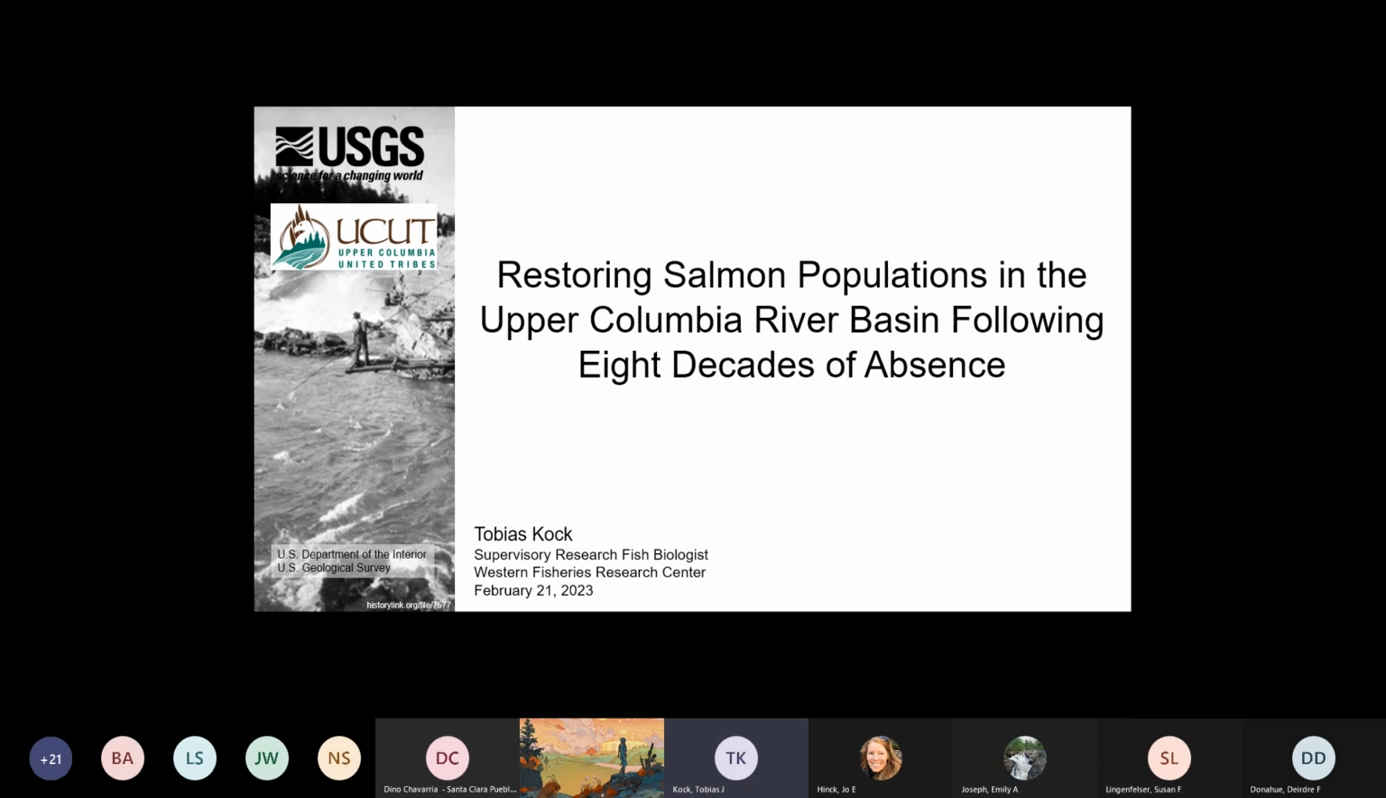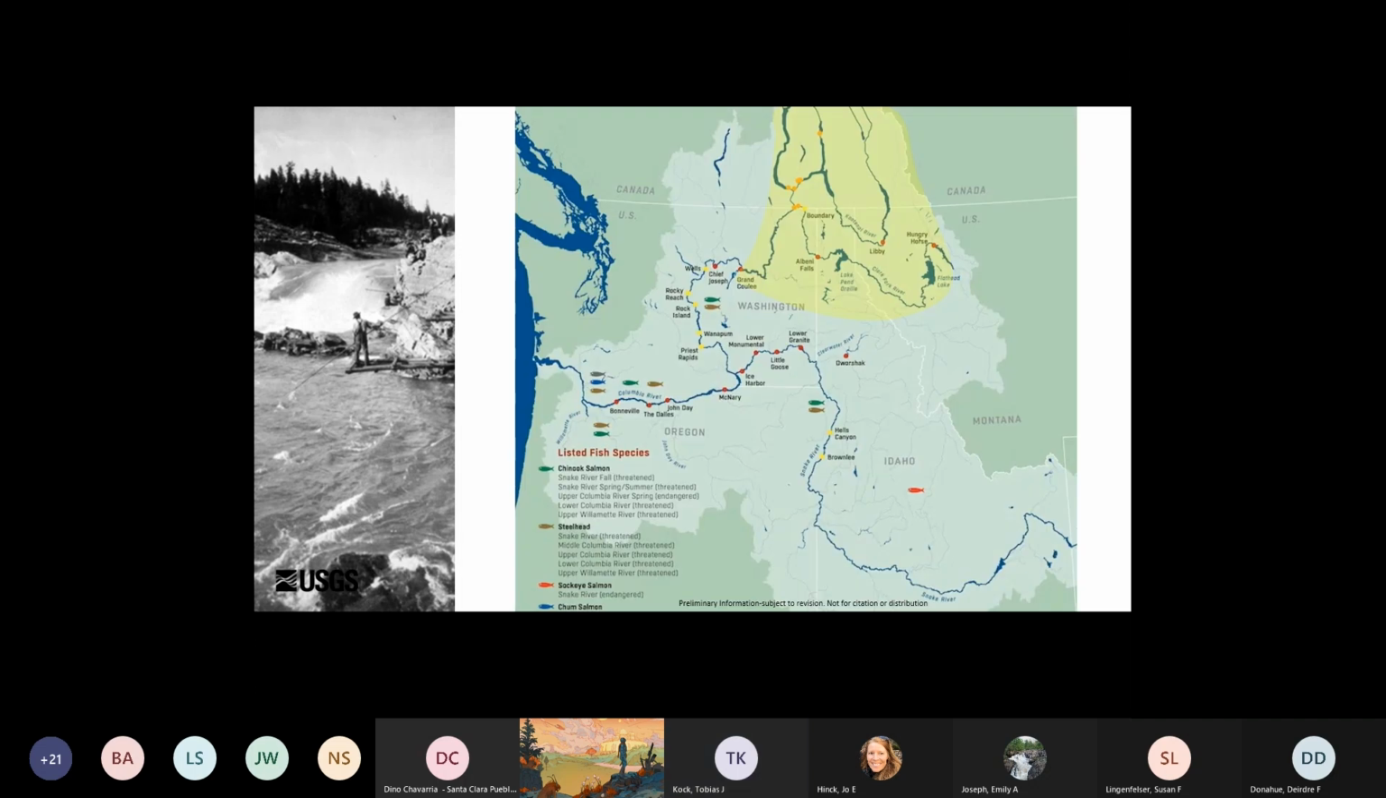I'll also talk a little bit about some of the work that my colleagues and I in the Western Fisheries Research Center are doing to support UCUT in their effort. For the first slide, this slide shows the Columbia River Basin in the Pacific Northwest of the United States. You can see that the Columbia and Snake Rivers flow primarily through Washington, Oregon, Idaho, and British Columbia. The Columbia Basin does include the periphery of other states such as Montana and Wyoming, but primarily we're talking Washington, Oregon, Idaho, and British Columbia.